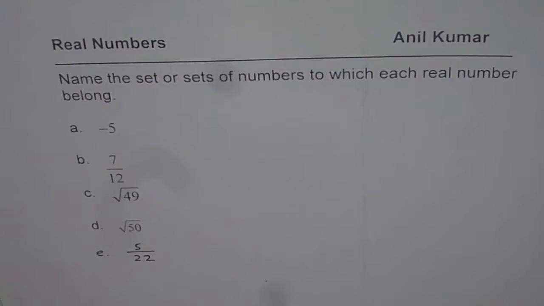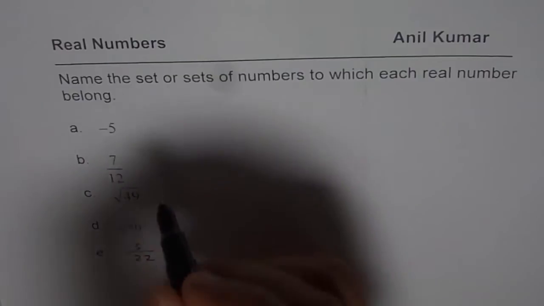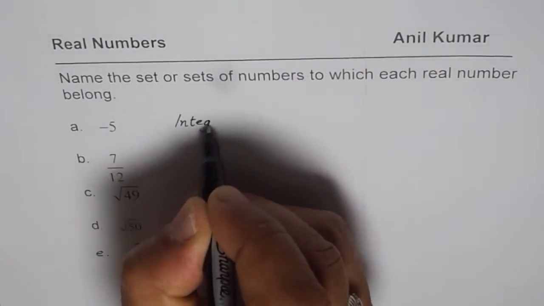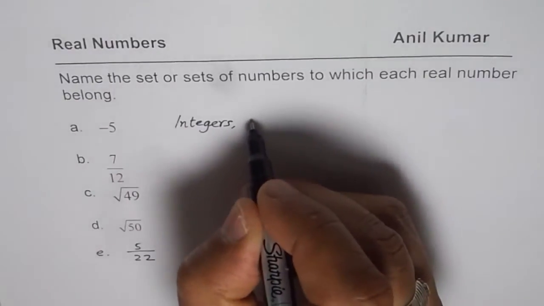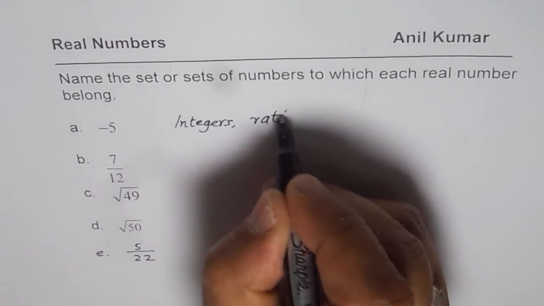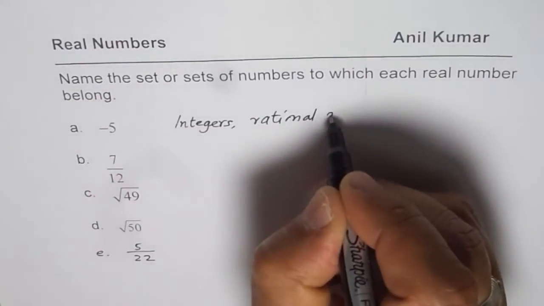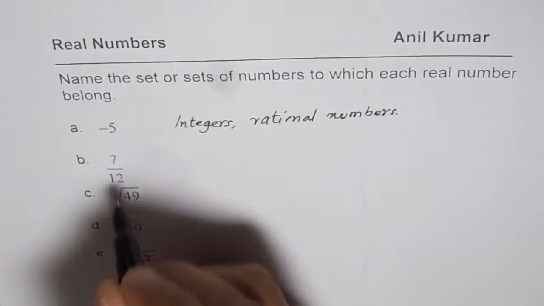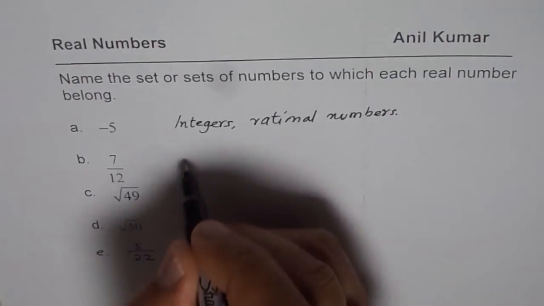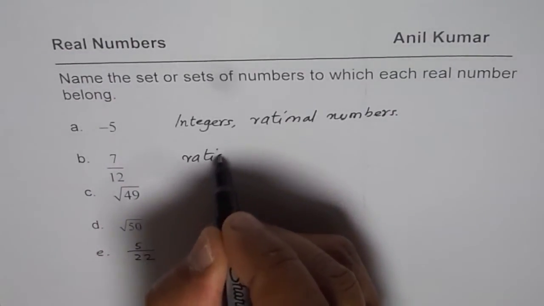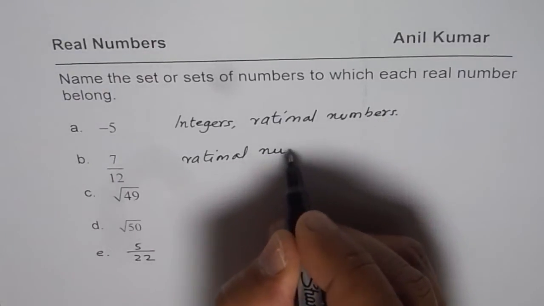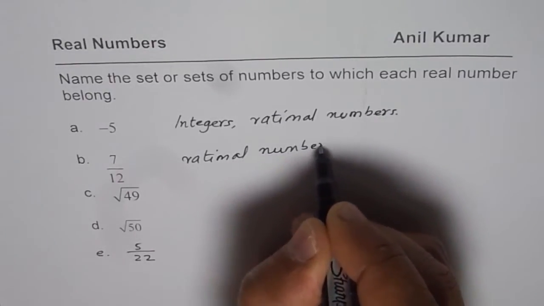Let's begin from the very first one. It is an integer, so we could write this as integers, right? Now integers are also rational numbers, so we should also mention rational numbers. So it could go into two sets of numbers. 7 over 12 is a rational number. It's written in the form of a over b, where the denominator is not equal to 0.